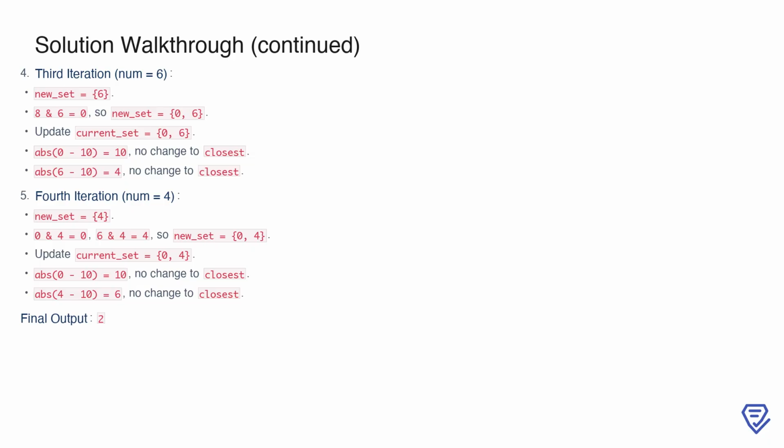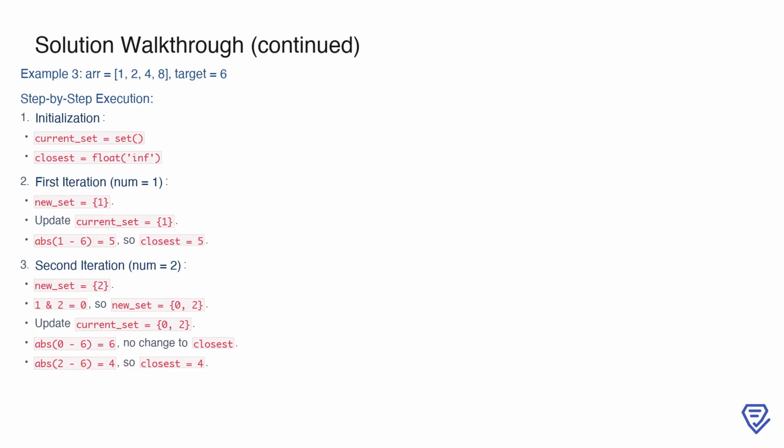In the fourth and final iteration, we handle the number 4. We create new_set equals 4 and compute the AND results. 0 AND 4 equals 0 and 6 AND 4 equals 4, resulting in new_set equals 0, 4. Updating current_set gives us 0, 4. The differences abs(0 - 10) equals 10 and abs(4 - 10) equals 6 do not improve the closest value, so the final output remains 2.